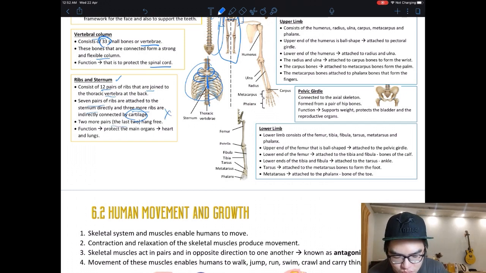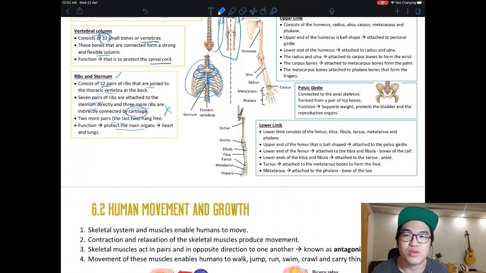So the function is to protect the main organs, which are your heart and your lungs, because they are all inside. In fact, this is where your heart is, but it's protected by the sternum. So if you punch your chest, you can't punch your heart. If you can, then you will be dead. Anyway, let's look at the not important ones.